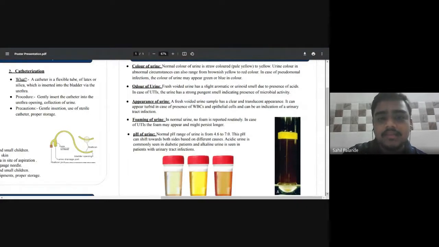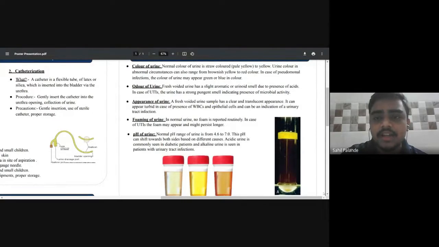Fourthly, there is foaming of urine. In normal urine, no foam is routinely seen, but in case of strong agitation or shaking, the foam may appear and it may dissipate easily. In some cases it can shed light on abnormalities present in the urine, or also point towards the disorders present in the patient.